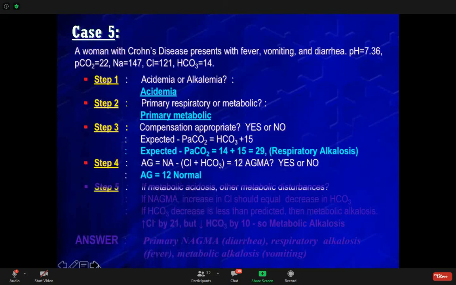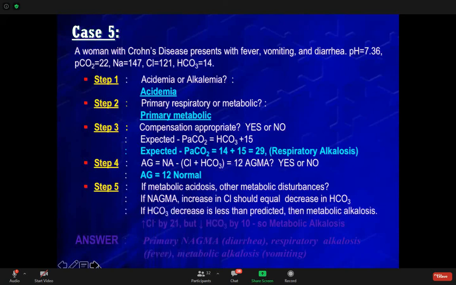Okay, but then step 5, chloride should be equal to decrease in bicarb, which is not true. بمعنى أن عندك metabolic acidosis.